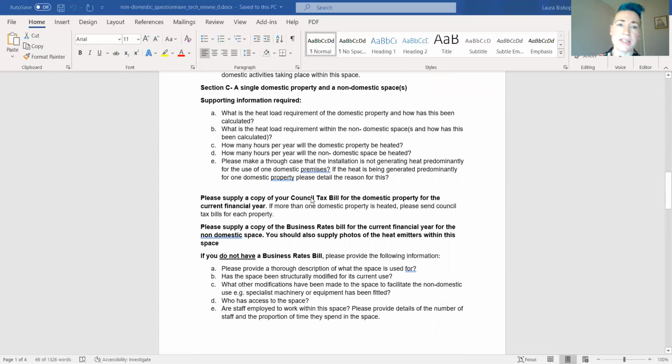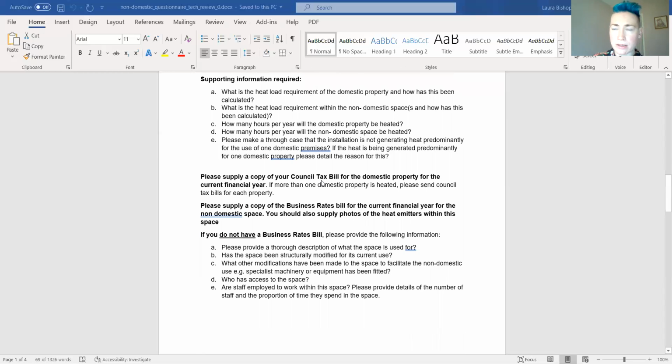And finally, section C, a single domestic property and a non-domestic space. So this is where it becomes quite in-depth, because the first thing it will ask is, what is the heat load requirement of the property, domestic? What is the heat load requirement with the non-domestic space, and how has it been calculated? So this is where they're really getting into the nitty-gritty of checking that the non-domestic space is a bigger heat demand than the domestic space.